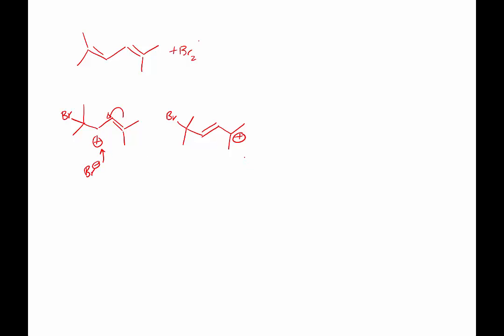So here I'm not concerned about the triangular bromonium ion. I'm just concerned about adding the two Brs. So in this case, the two Brs add 1,2. And over here, the two Brs add 1,4. So there really isn't much of a difference.